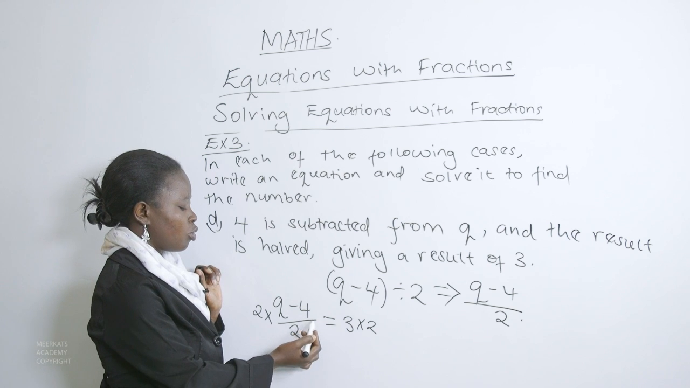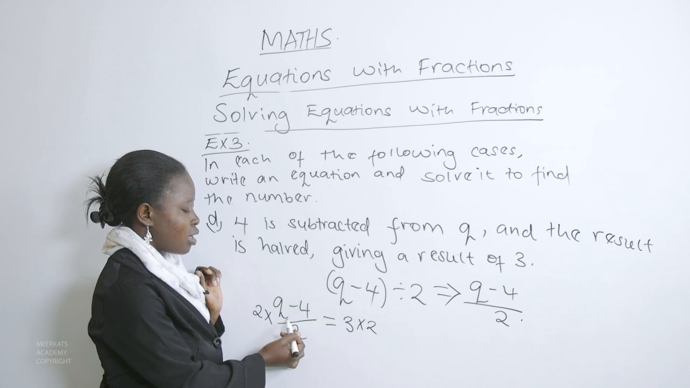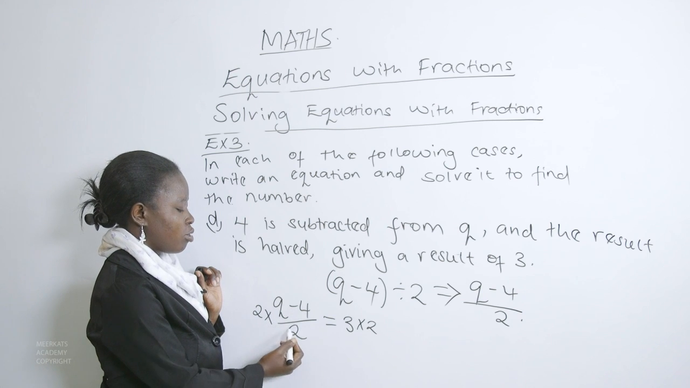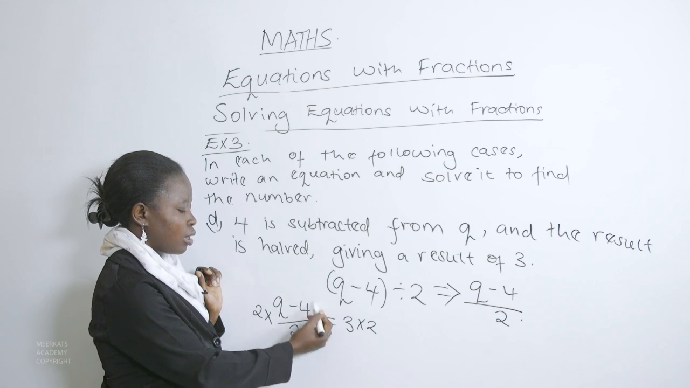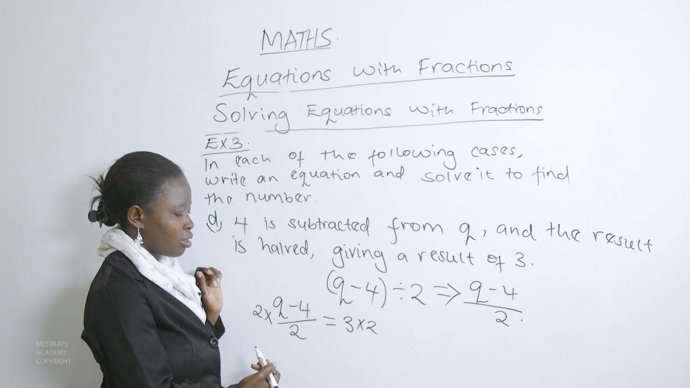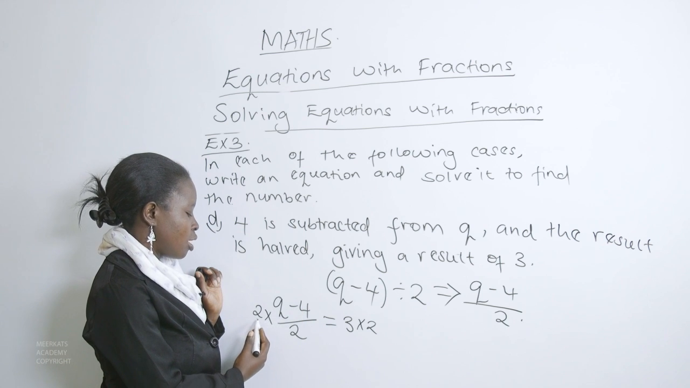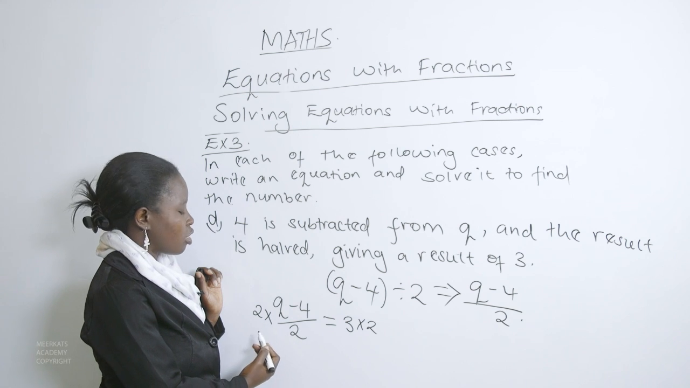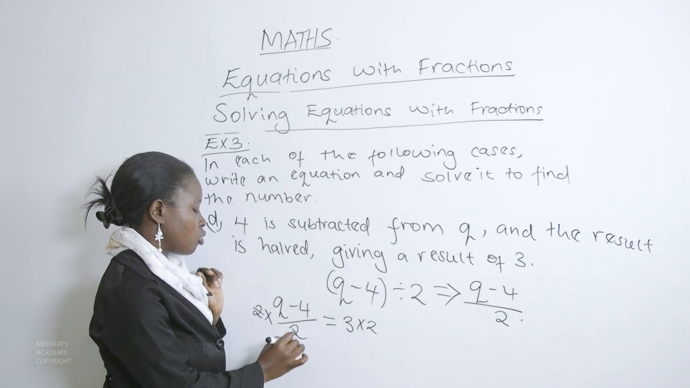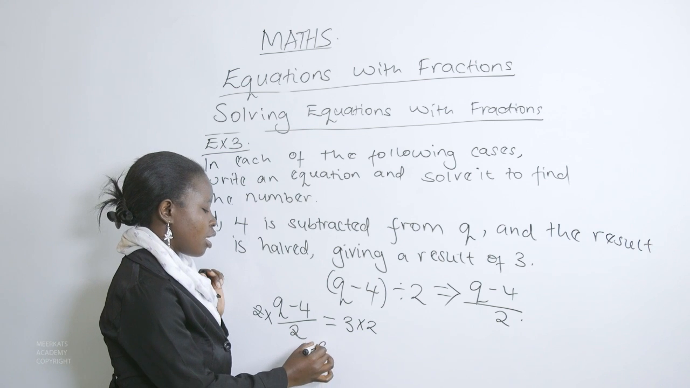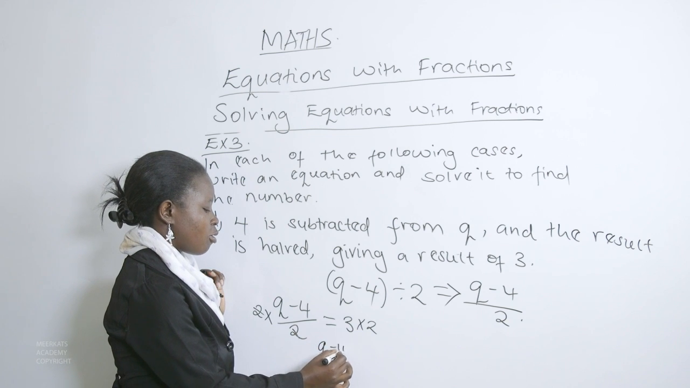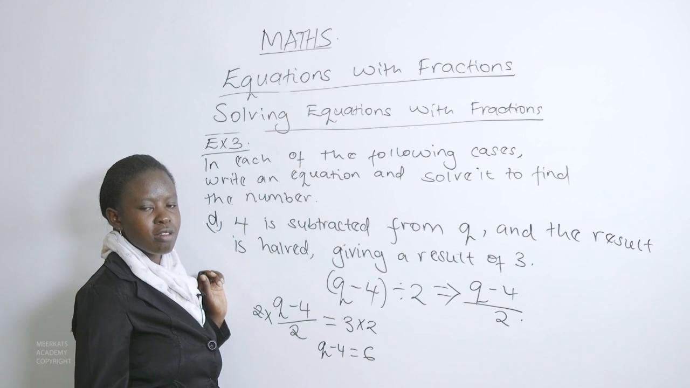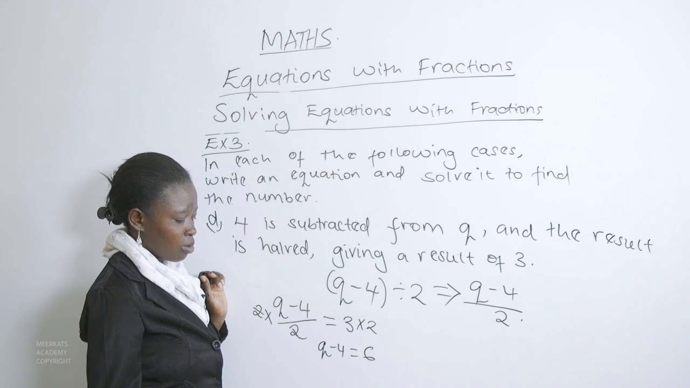We are multiplying by 2 because our denominator is covering everything on the numerator. This is q minus 4. It is not on q only. It is covering everything. So since it is covering everything on the numerator, we multiply both sides by the value of our denominator, which is 2. So 2 and 2 cancels out, so that we have q minus 4 is equal to 3 times 2 gives us 6. So 3 times 2 is 6.